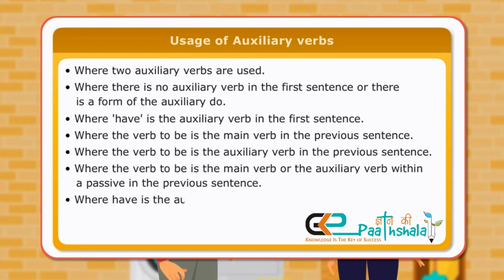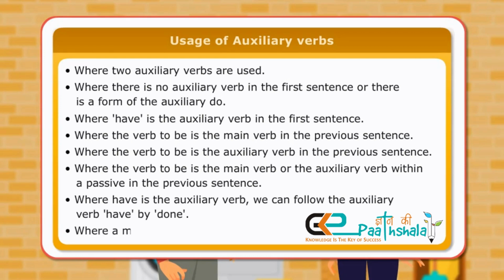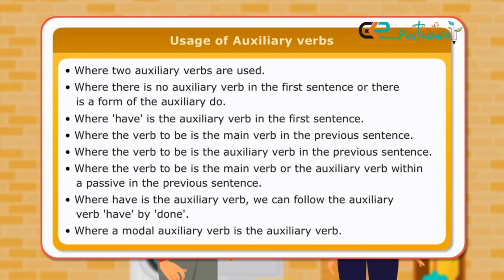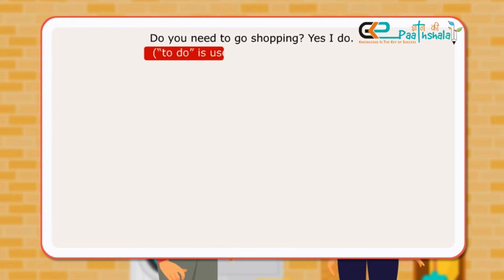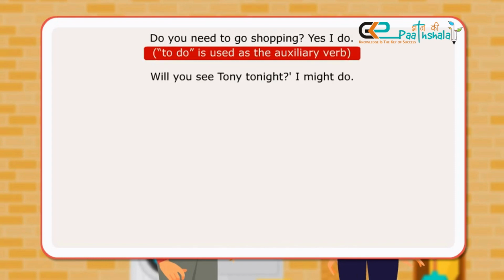Where have is the auxiliary verb, we can follow the auxiliary verb have by done. Where a modal auxiliary verb is the auxiliary verb. Let us look at a few sentences. Do you need to go shopping? Yes, I do. To do is used as the auxiliary verb. Will you see Tony tonight? I might do. Do is used for modal verb.